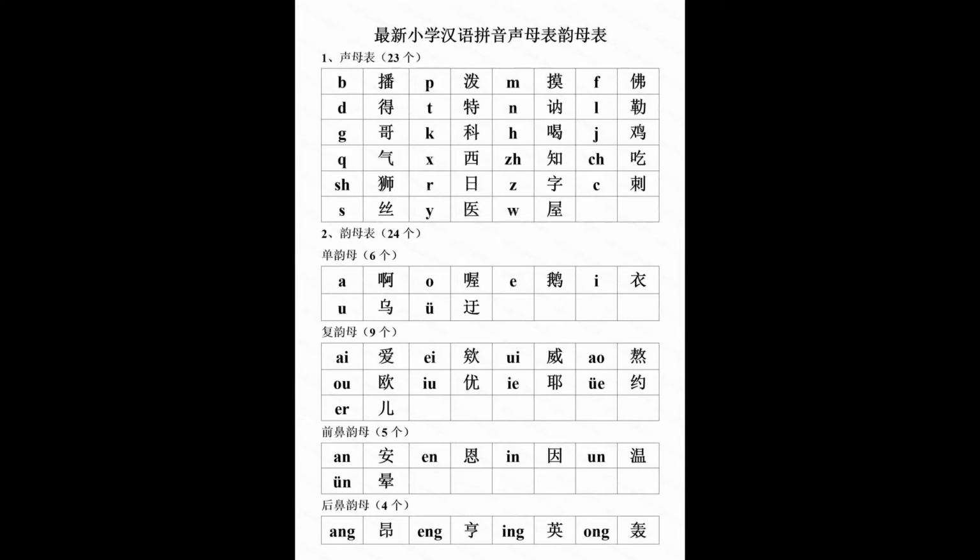Overall, there are 23 consonants and 24 vowels. Among the 24 vowels, there are 6 single vowels and 9 compound vowels, and we have 5 pre-nasal vowels and 4 post-nasal vowels. We can go through this list of consonants and vowels one by one.